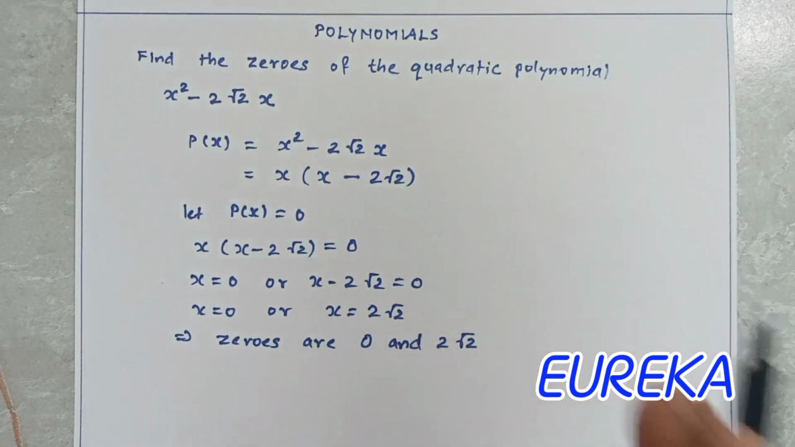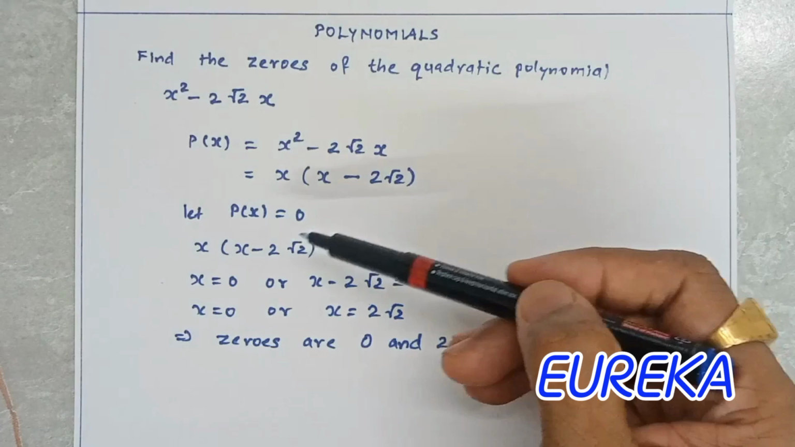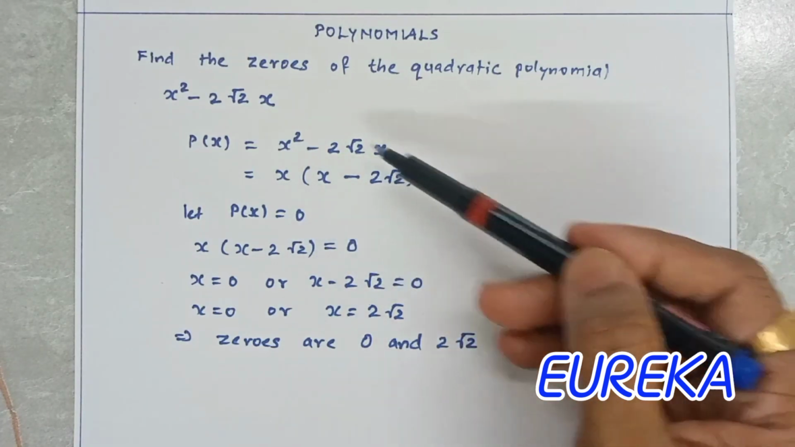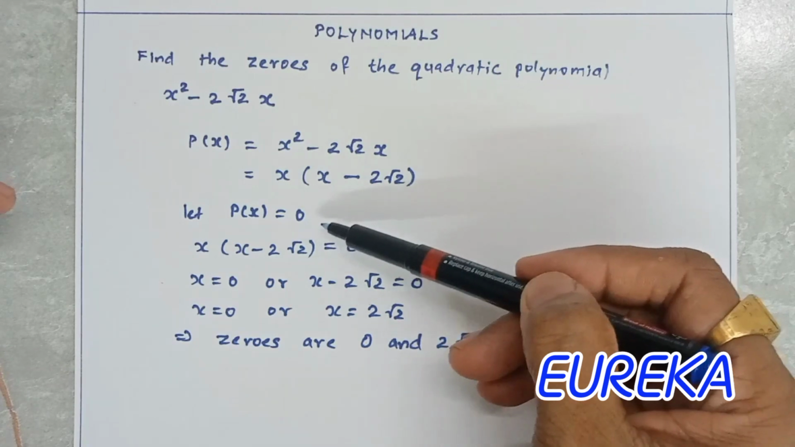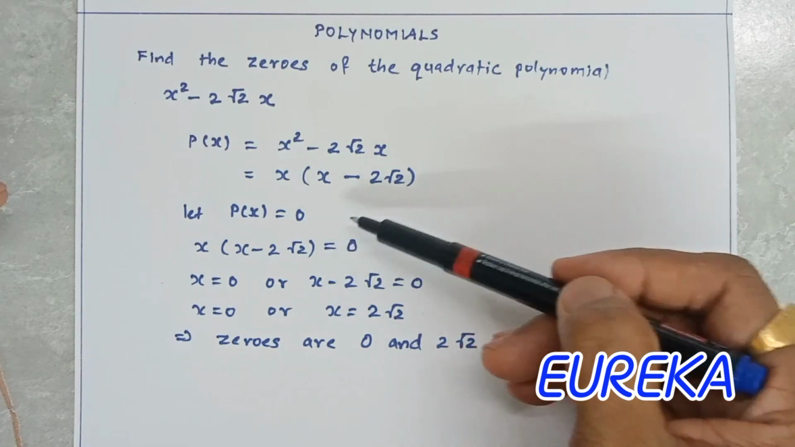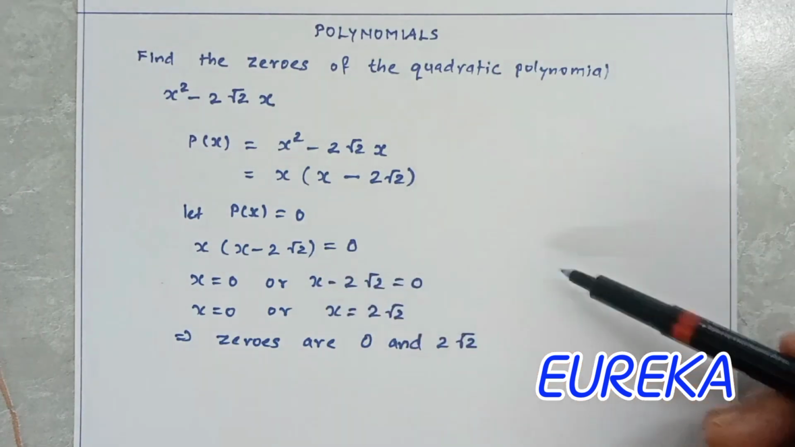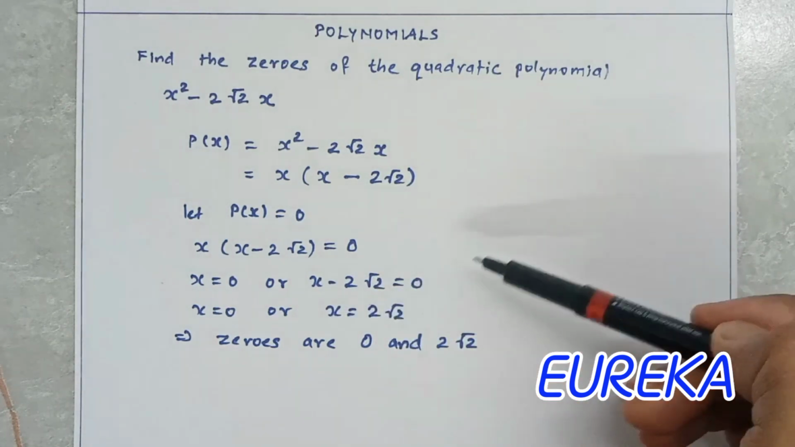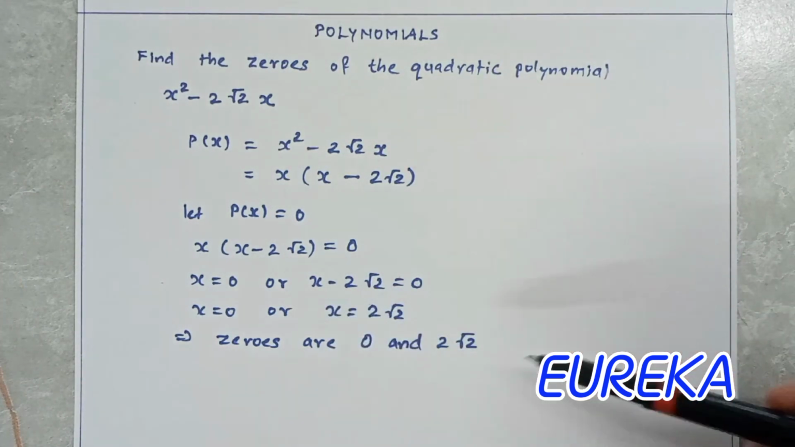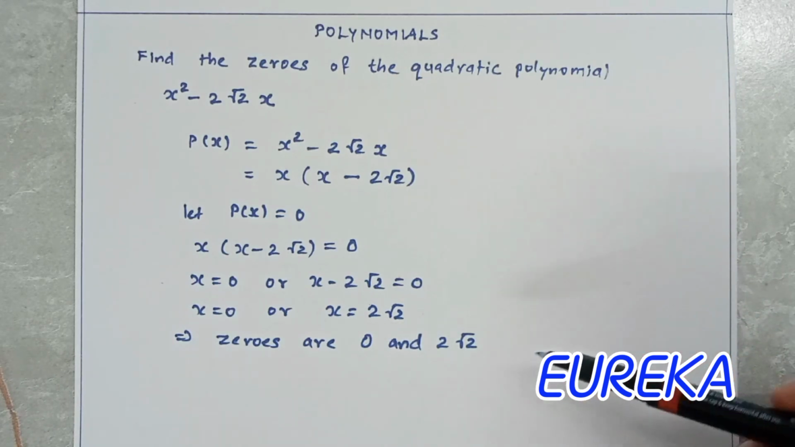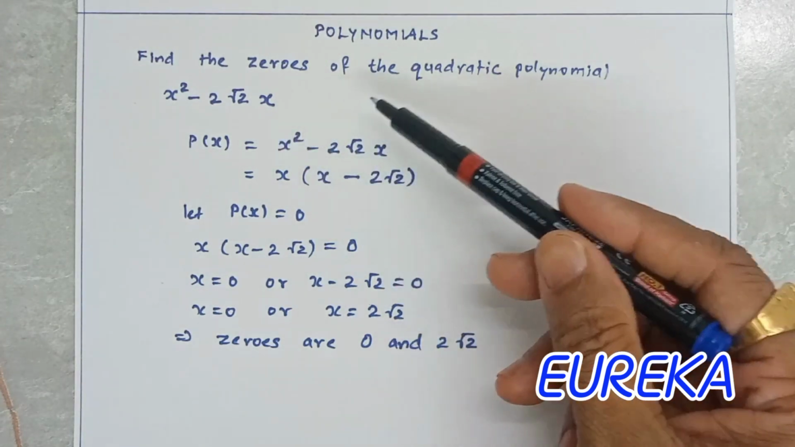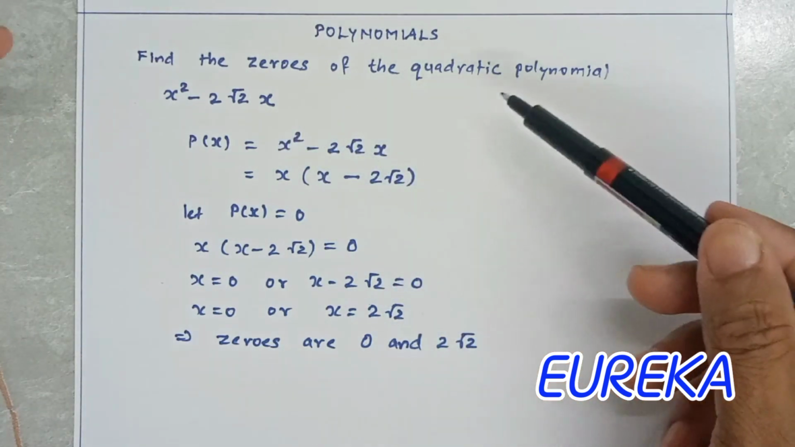So for finding the zeros, what will we do? First we will factorize the given polynomial, and then we will equate that polynomial to 0. On sending the terms to the other side, we will get the 2 zeros, okay. So this is the way we use to find the zeros. Now this was the question where you were asked to find the zeros.